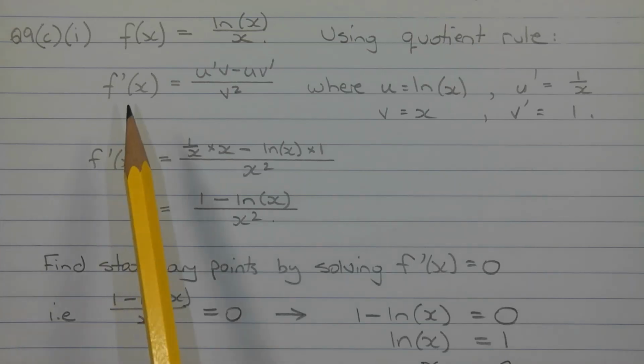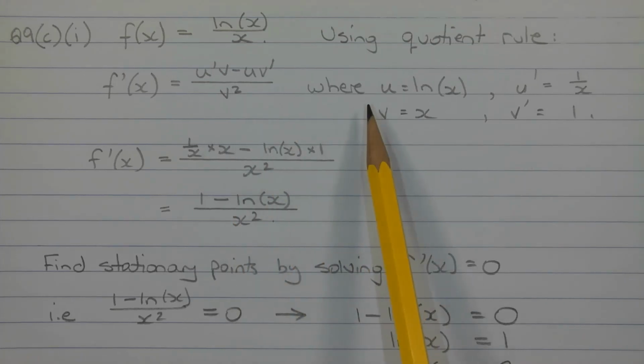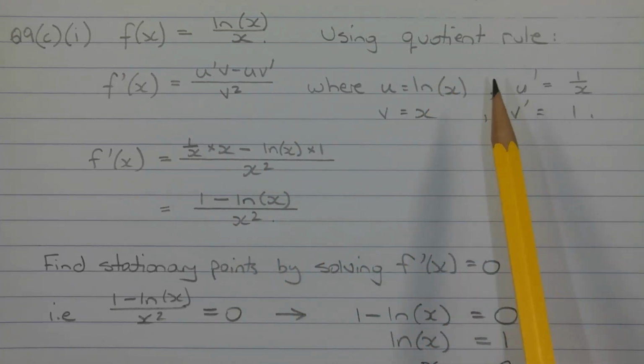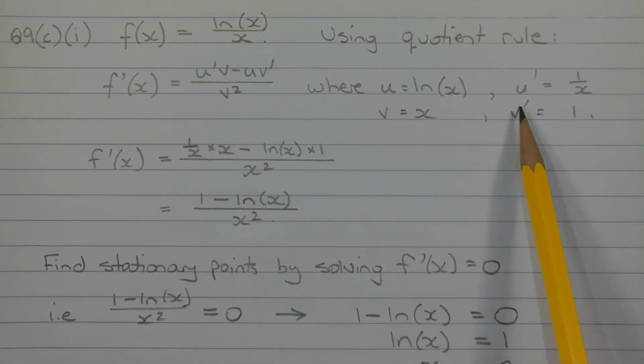So by the quotient rule, f dash of x is equal to u dash v minus uv dash over v squared, where u is equal to the numerator, ln x, u dash is equal to the derivative of ln x, which is 1 over x, v is equal to the denominator x, and v dash is equal to the derivative of x, which is 1.